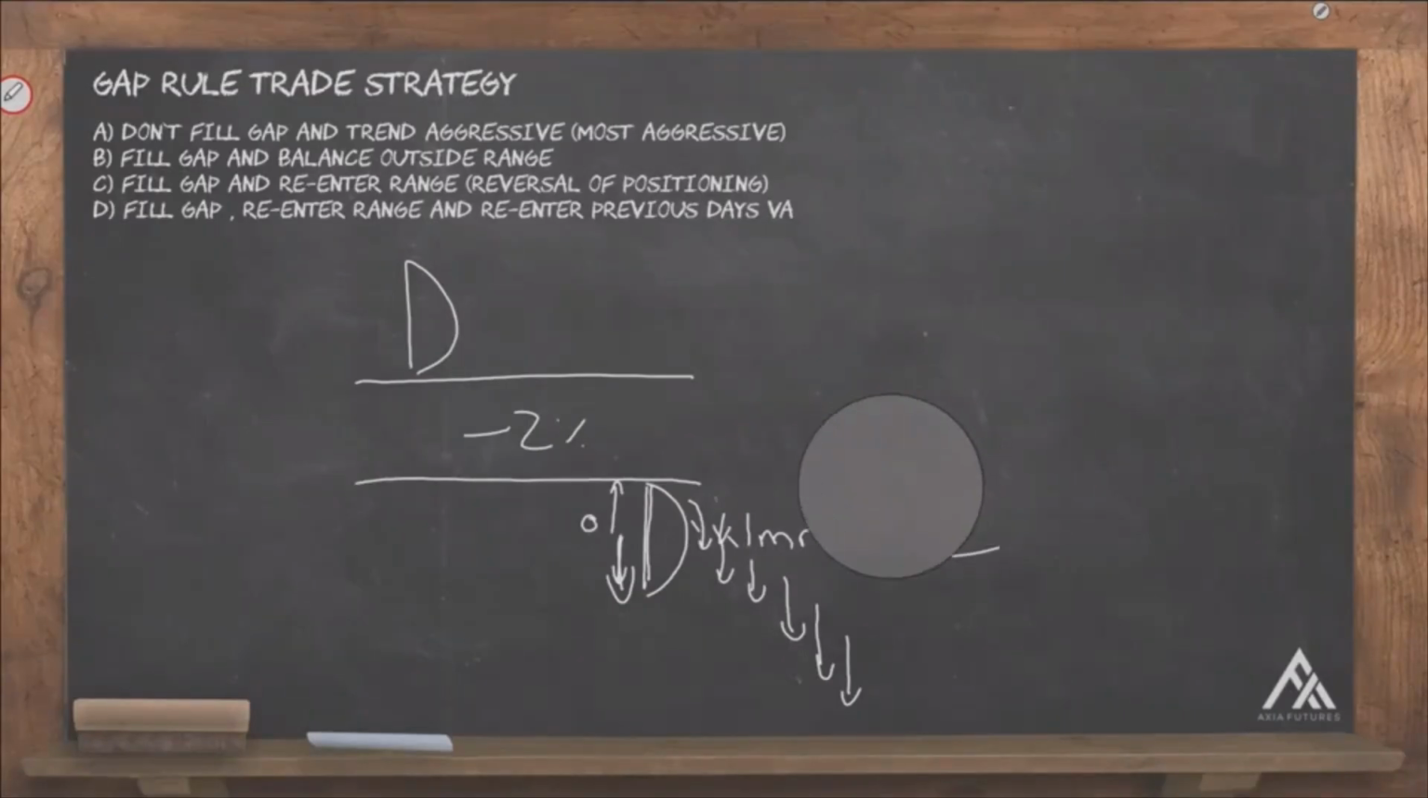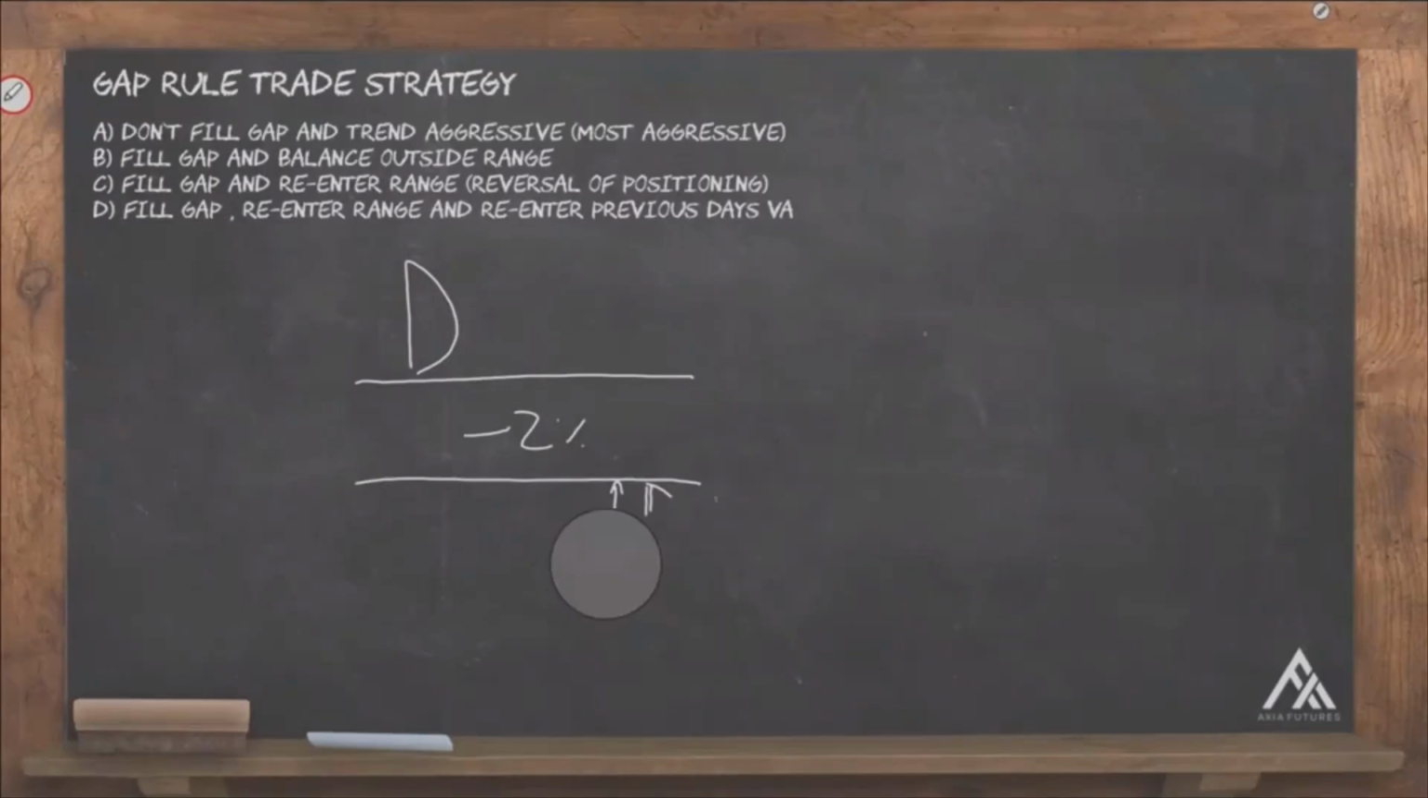Now, let's take the second most aggressive example, where the market fills the gap but fails to re-enter the previous day's range. So we have our gap, the market opens lower, it trades both sides, and it starts to distribute, and eventually it distributes all the way up and fills the previous day's range. So we no longer have a gap in the market. Now, this is the second most aggressive, because if the market cannot get back inside the previous day's range, it's telling us that we still have quite a strong sentiment towards the downside.